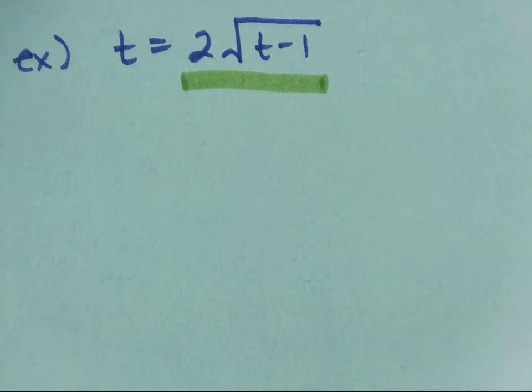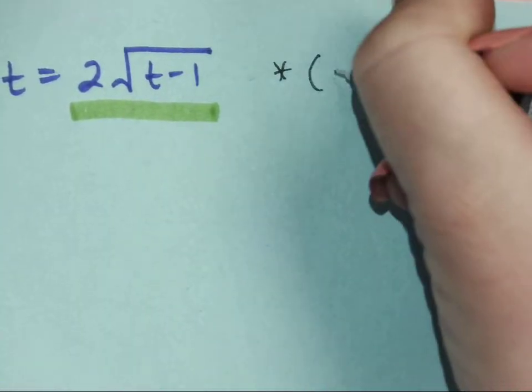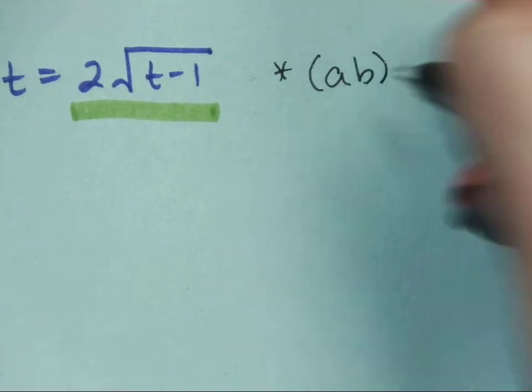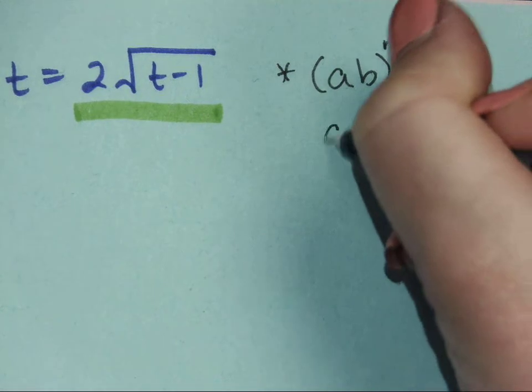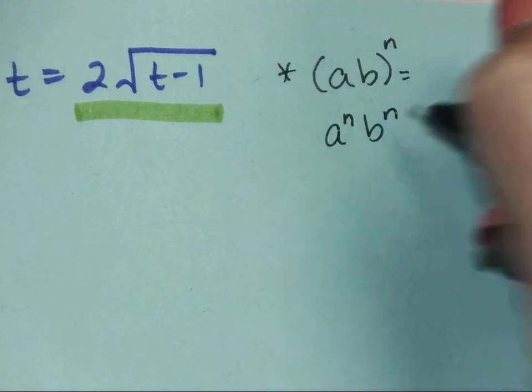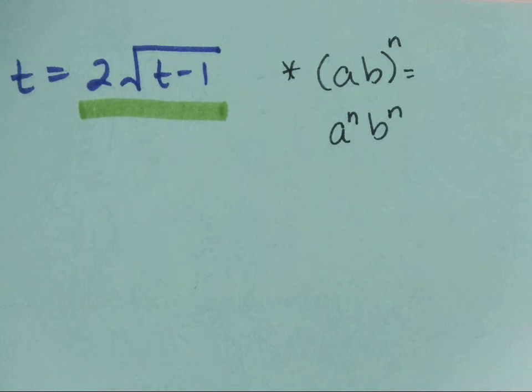There is a rule of exponents that we used a while back. All right. And your rule is that if you have 2 separate bases raised to a power, they both get that same power. And so we're going to want to use that rule for this equation.